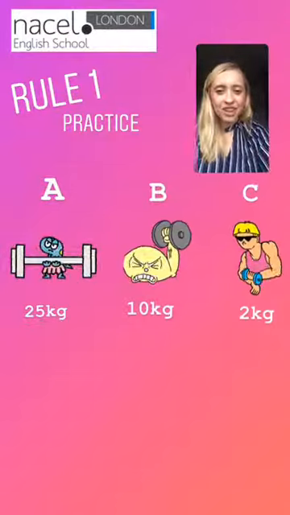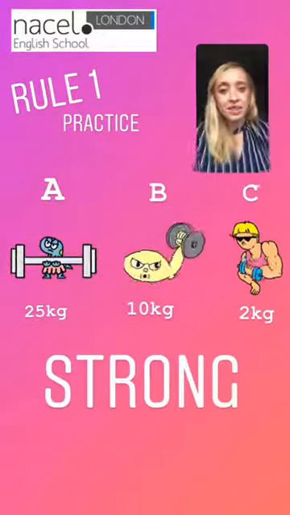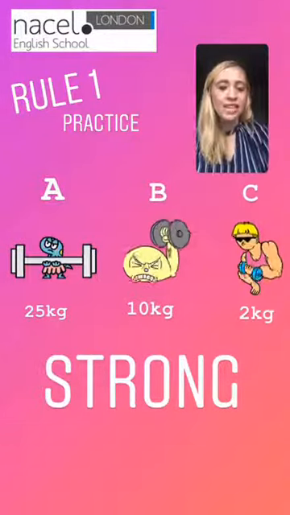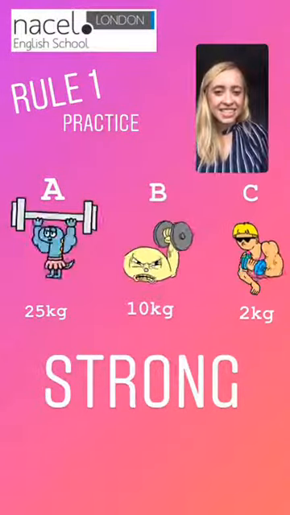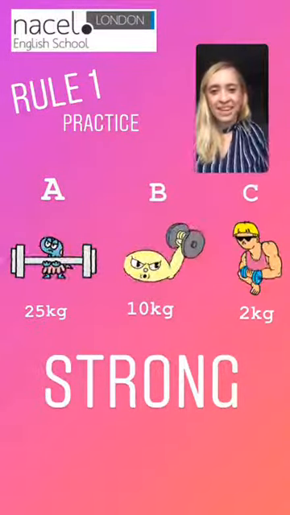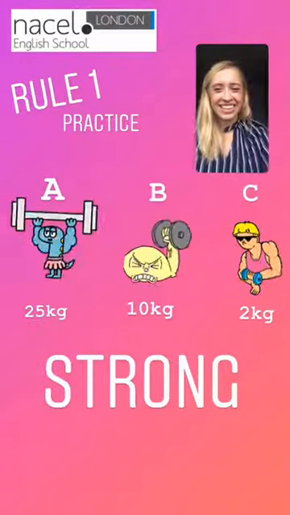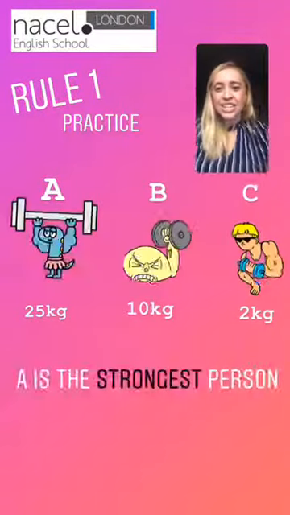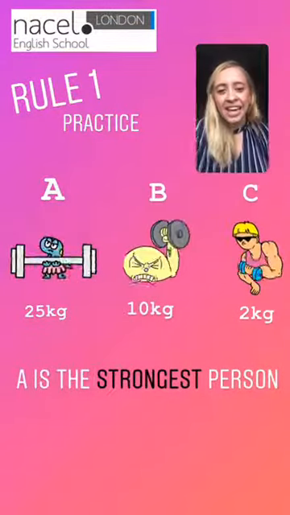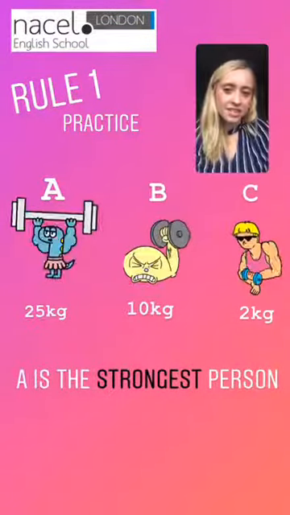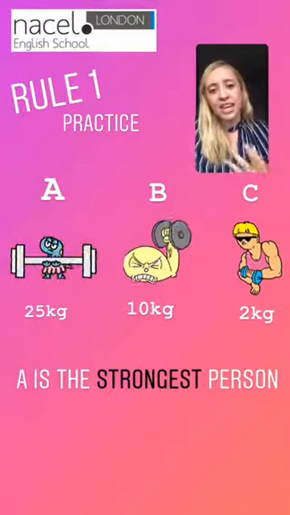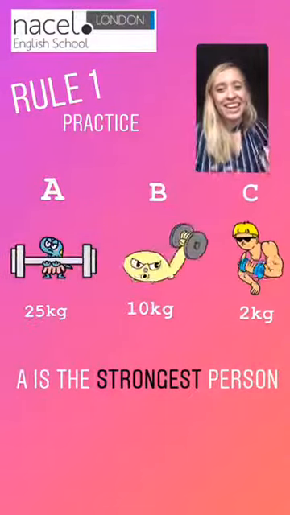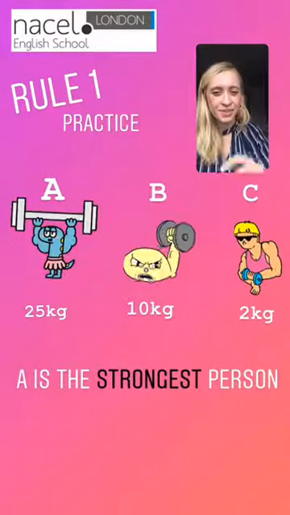Okay, I have a few answers. So the adjective you are looking for here is strong. Okay, so what is your superlative sentence? Some people have it correct, I can see. So your sentence should be A is the strongest person, or A is the strongest. Okay, we're talking about A, they are the strongest.